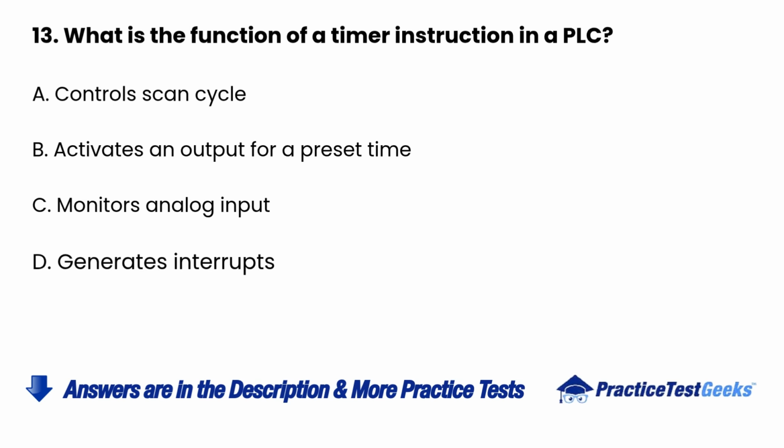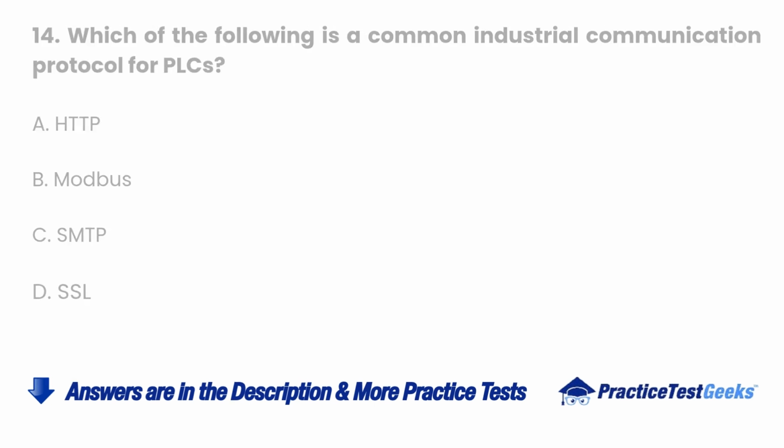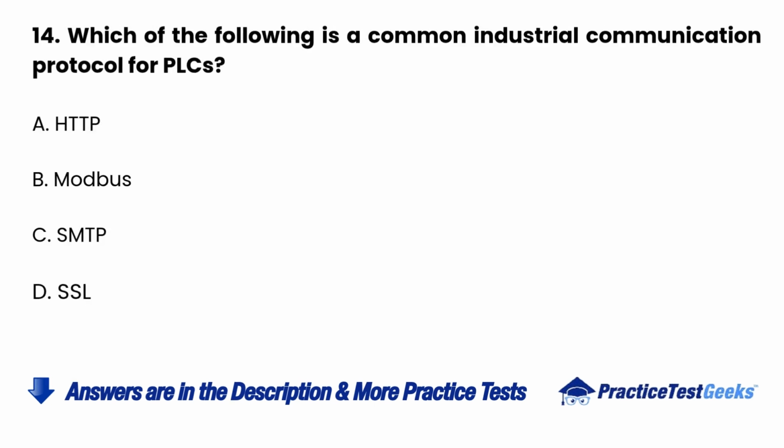13. What is the function of a timer instruction in a PLC? A. Controls scan cycle. B. Activates an output for a preset time. C. Monitors analog input. D. Generates interrupts.